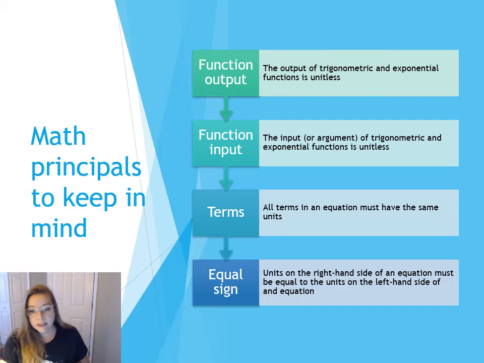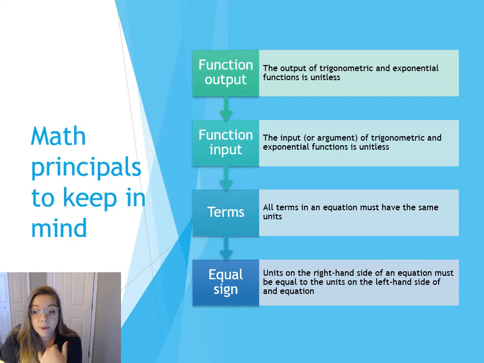All right, so some things that you want to keep in mind when you are performing dimensional analysis are a few mathematical principles. The first one that I want you to keep in mind is that the output of trig functions, such as sine, cosine, tangent, all of the other trig functions, and the exponential function, so e, that's called the exponential function. The output of these functions is a unitless quantity. So the output is just a number that has no units to it.